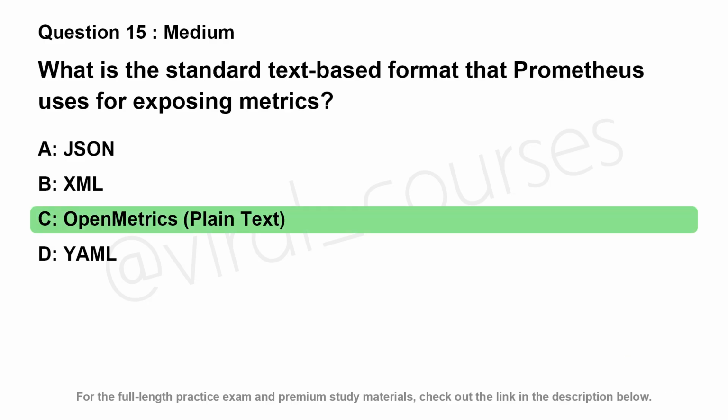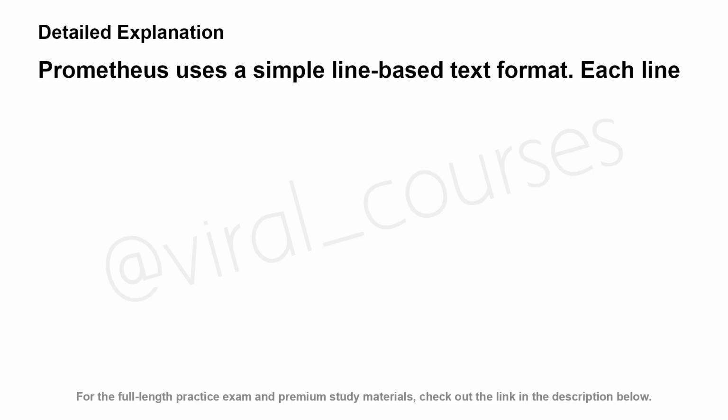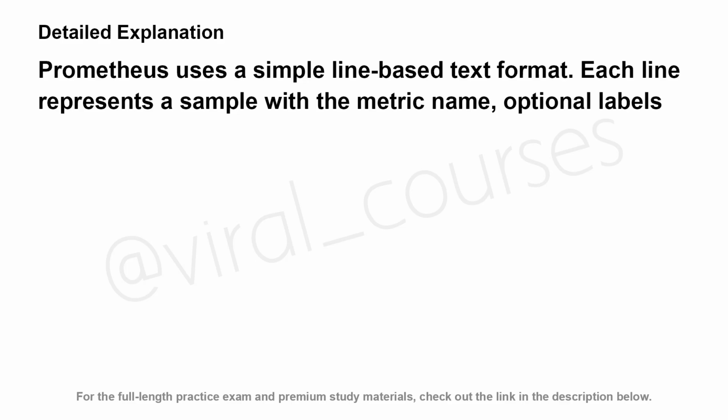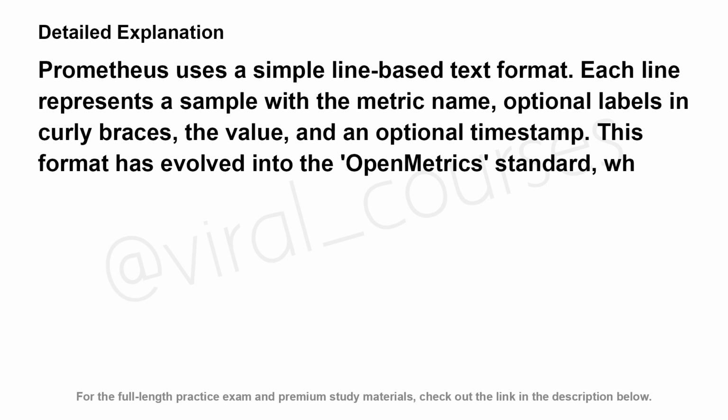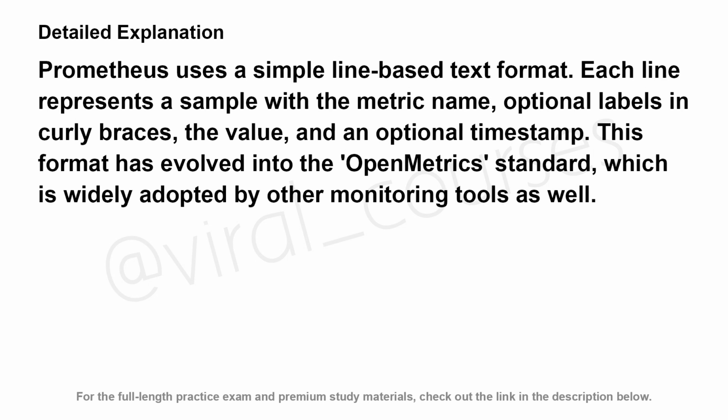The correct answer is C. Prometheus uses a simple line-based text format. Each line represents a sample with the metric name, optional labels in curly braces, the value, and an optional timestamp. This format has evolved into the OpenMetrics standard, which is widely adopted by other monitoring tools as well.